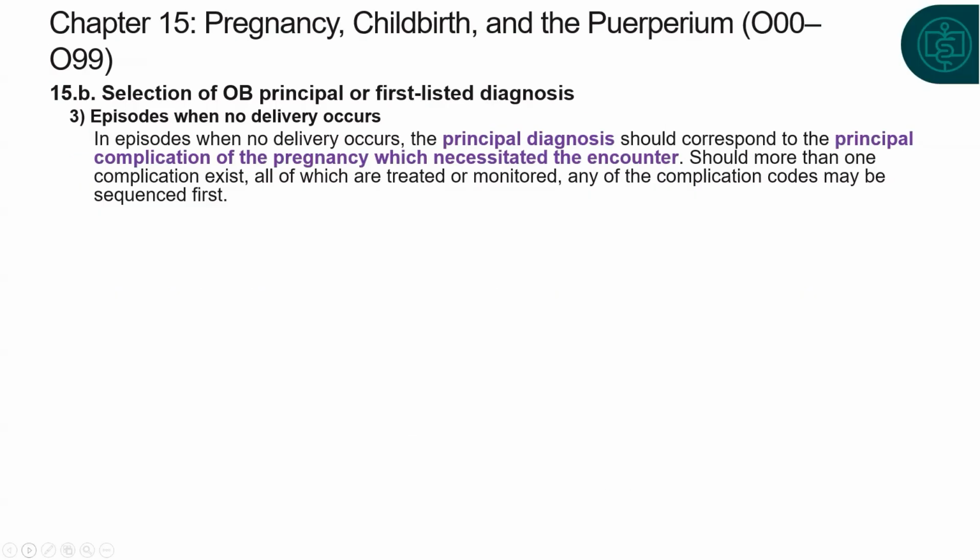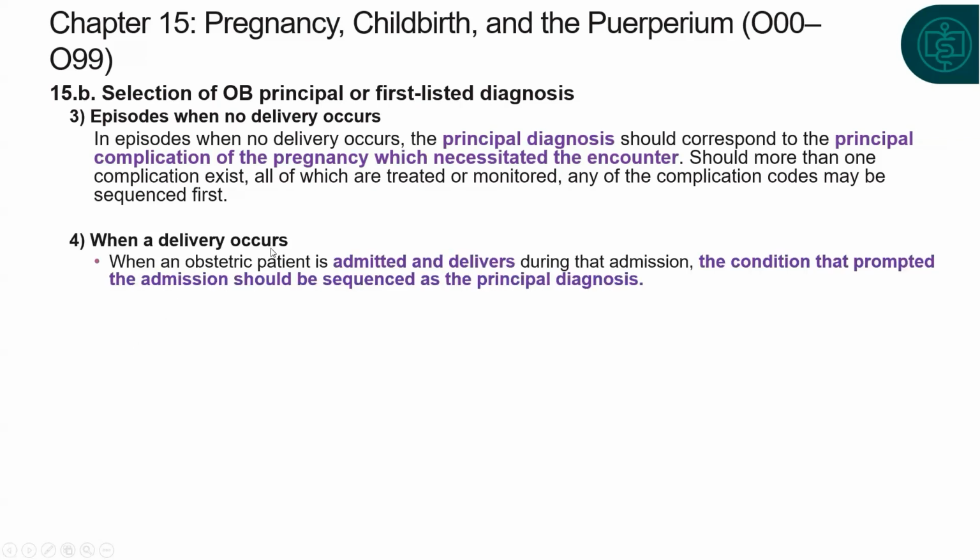Here's another guideline, selection of the OB principal or first listed diagnosis. First we're looking at episodes when no delivery occurs. When no delivery occurs, the principal diagnosis should correspond to the principal complication of the pregnancy which necessitated the encounter. Should more than one complication exist, all of which are treated or monitored, any of the complication codes may be sequenced first.